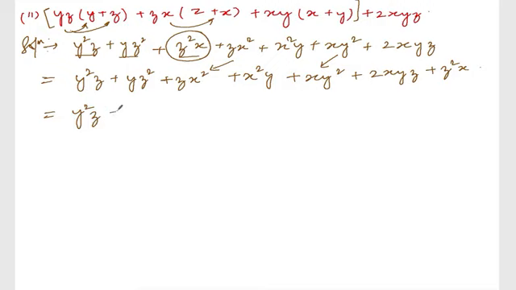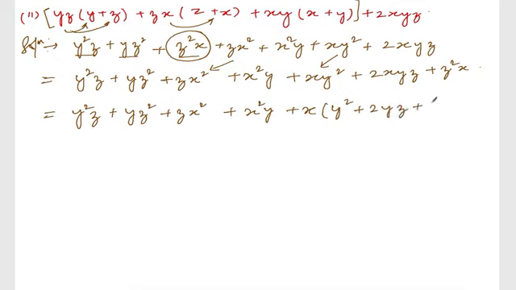y square z plus yz square plus zx square plus x square y. From these three, take x common. So if you take x common, it will be y square plus 2yz plus z square. So the formula a square plus twice ab plus b square you can put here.